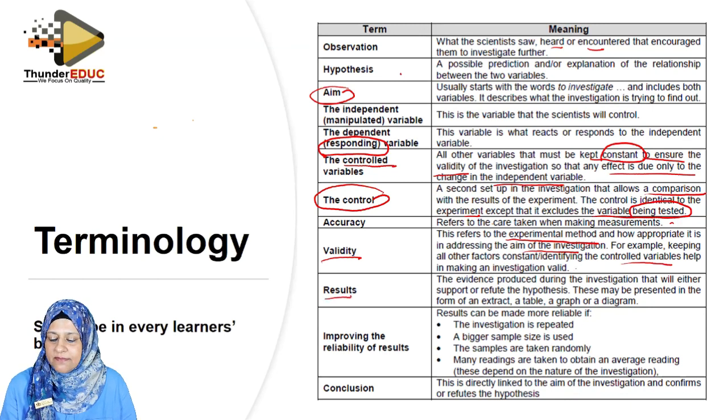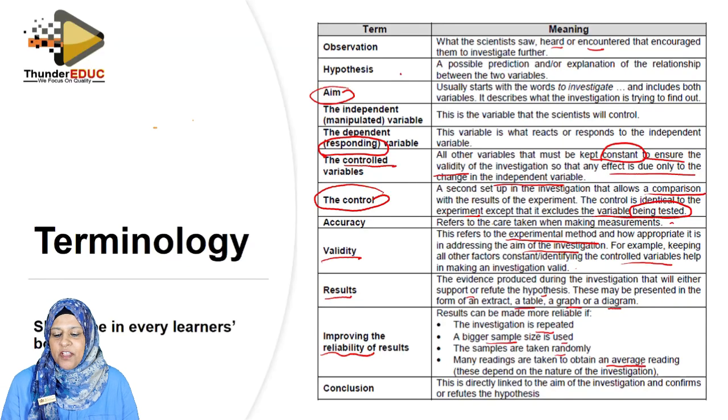Results. The evidence produced during the investigation that will either support or refute the hypothesis. This may be presented as an extract. In our case for life sciences, most times it's a table, a graph, or a diagram. Now, let's look at reliability. The results can be made more reliable if the investigation is repeated, a bigger sample size is used, the samples are taken randomly, and many readings are taken to obtain an average.